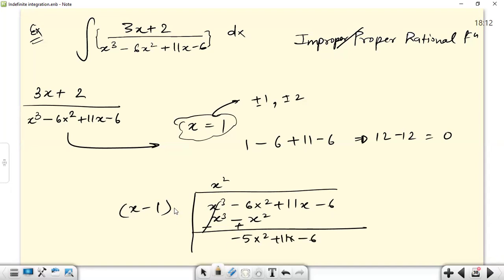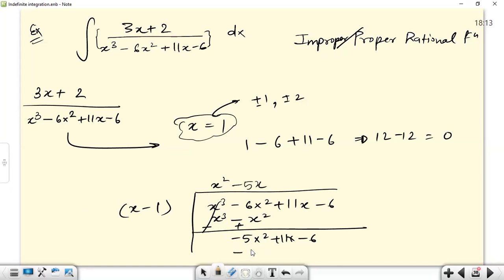Now, how are we doing it? We are just checking how we can completely divide this, focusing on the first term having the highest degree. So to which term should we multiply x so that we can completely get minus 5x squared? It should be minus 5x, right?